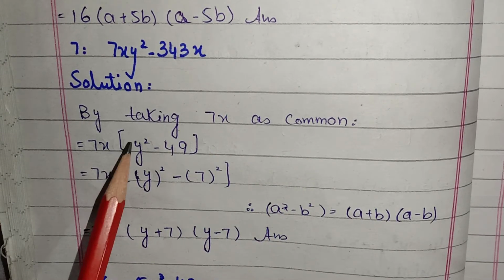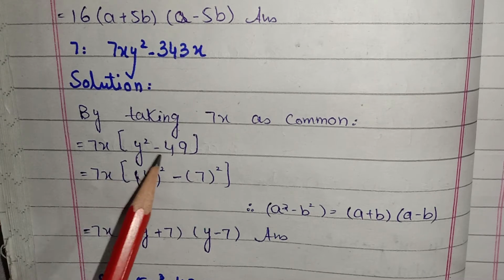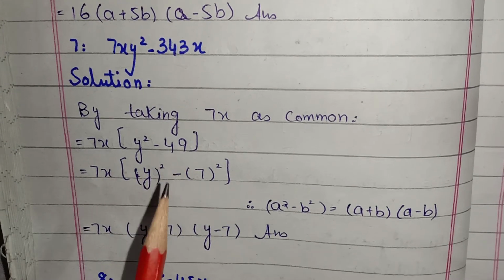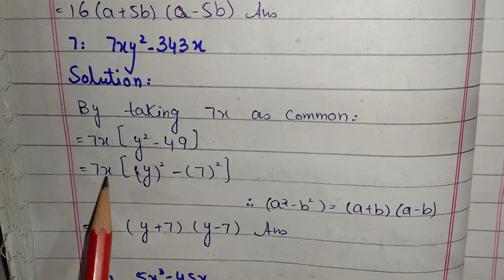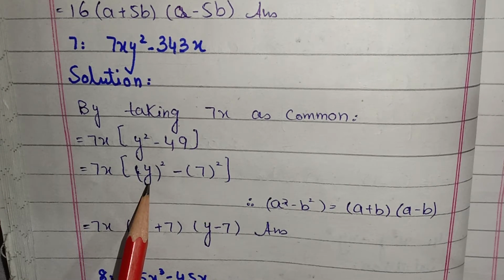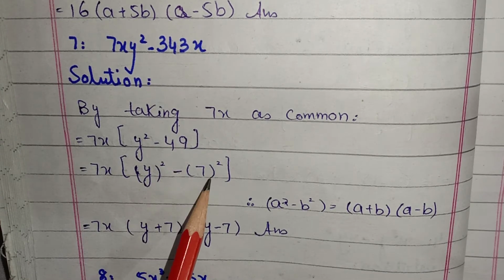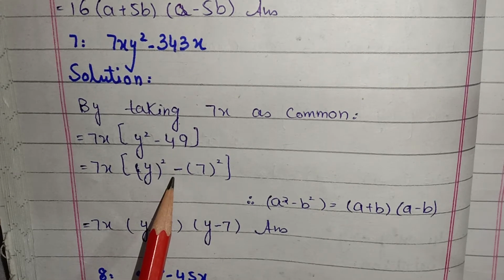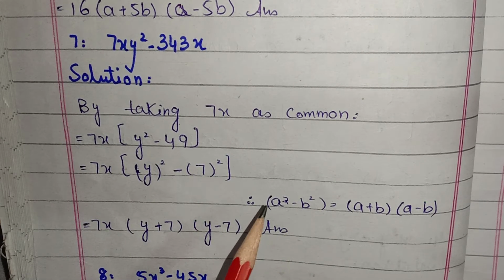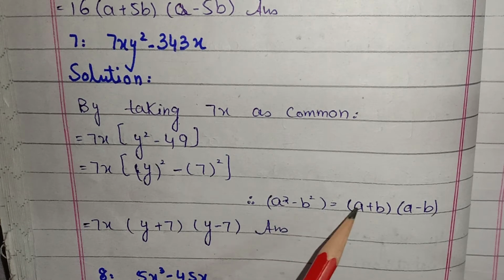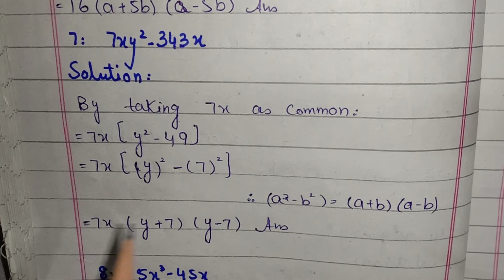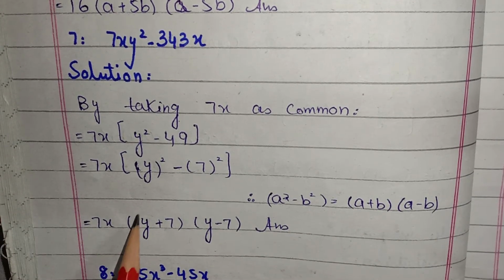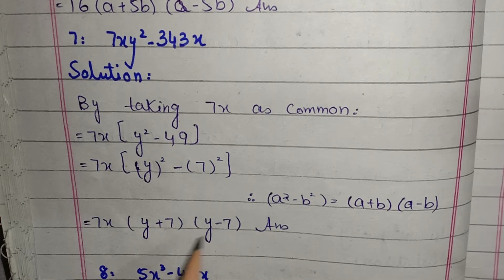7x will write as it is, and within a bracket we have left y square minus 49. Now we build up the square. Common term will write as it is, and y square is a square of y, and 49 is the square of 7. Now we have two terms having square on them and minus in between them, so we will use our formula a square minus b square is equal to a plus b into a minus b. Now we will write 7x into y plus 7 into y minus 7.